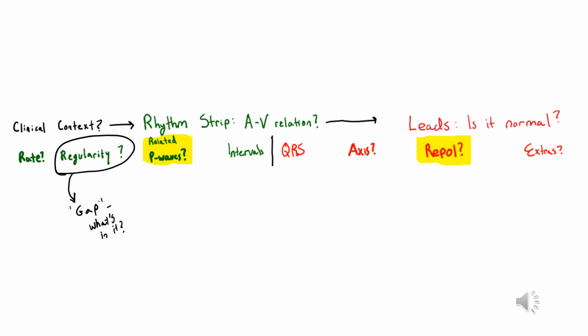Of course, we may not see a gap. The R waves might be regular, we might notice some P waves that look conducted, but then we get to a point where we see some consecutive P waves, which raises concern for at least one P wave that's not conducted to the ventricles. We've already discussed a little bit how to address that.